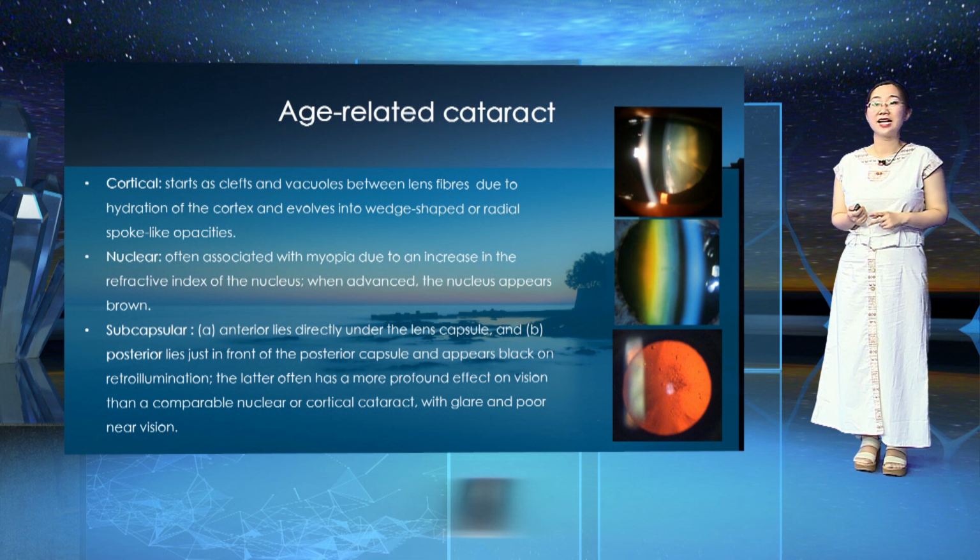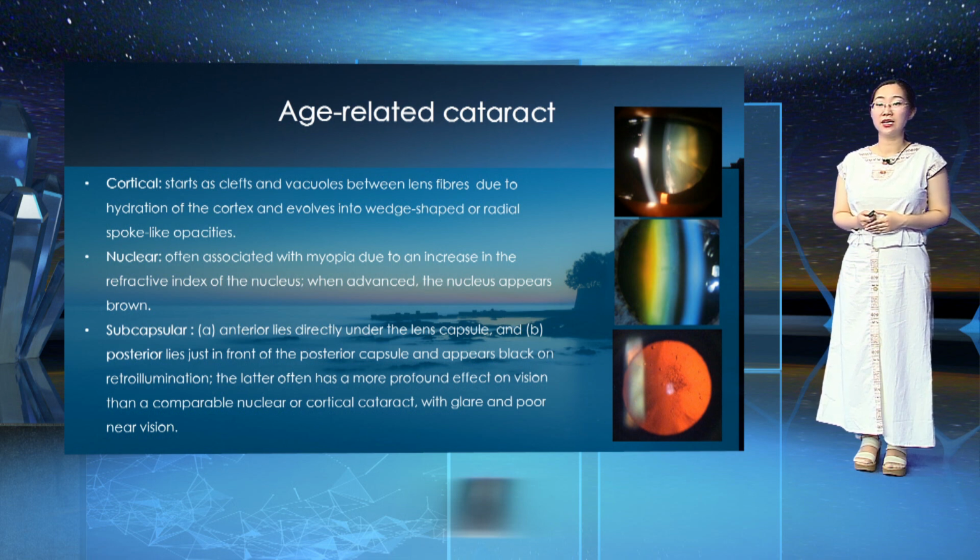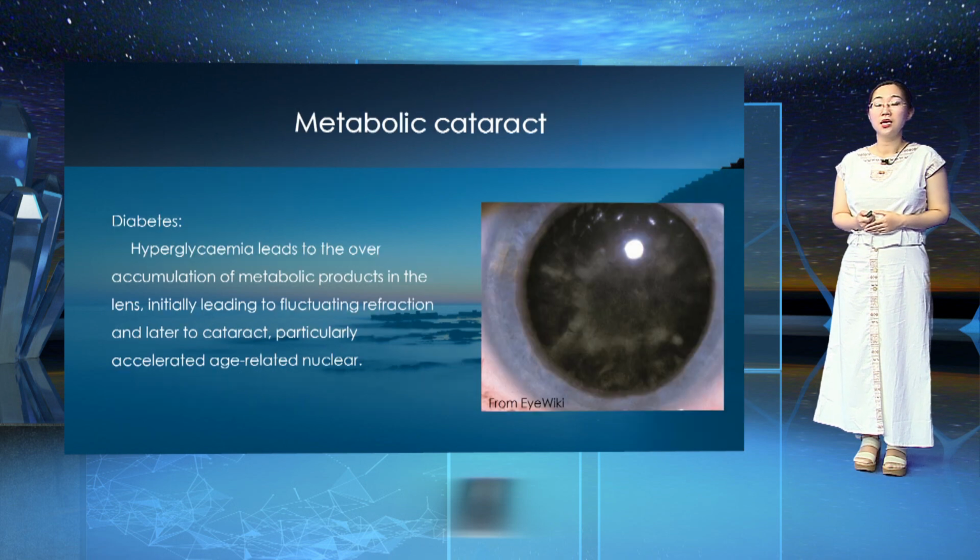Subcapsular, there are 2 types. The anterior lies directly under the lens capsule, and the posterior lies just in front of the posterior capsule and appears black on retroillumination. The latter often has a more profound effect on vision than a comparable nuclear or cortical cataract.